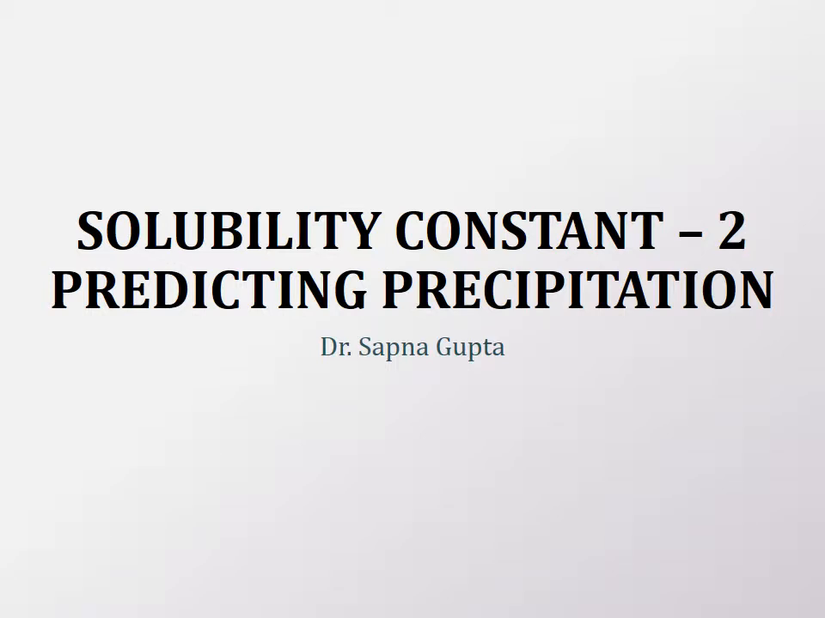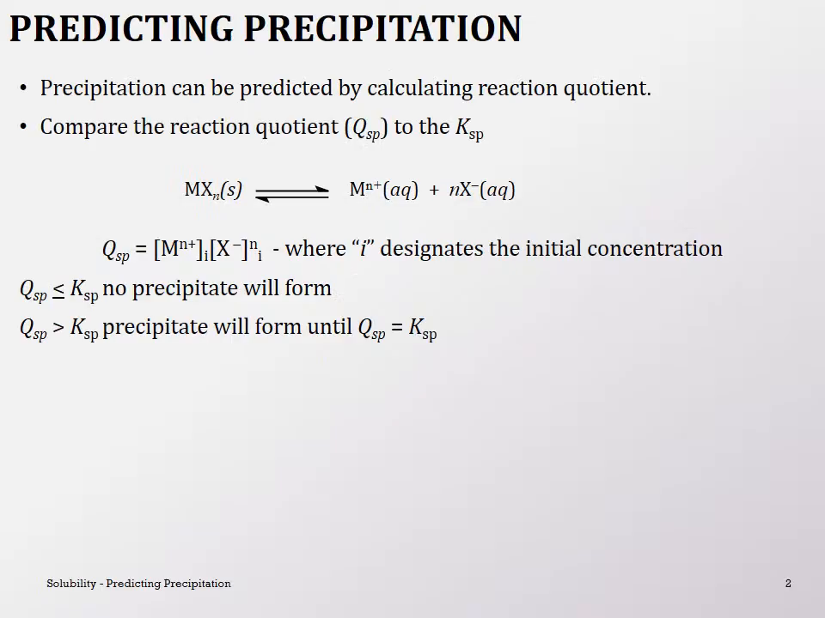So we did the solubility constants in the previous presentation where we calculated KSP and all that. Now we're going to see how to predict if you will have precipitation or not. So let's see how we can predict precipitation. Precipitation can be predicted by using reaction quotients. And you remember reaction quotients from equilibrium constant where we had QC.